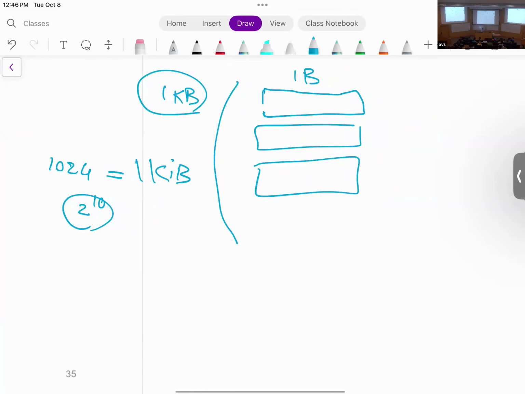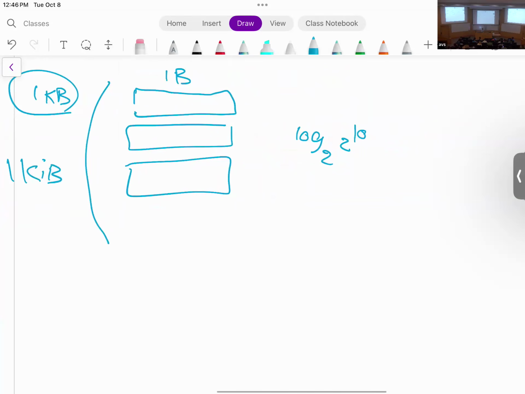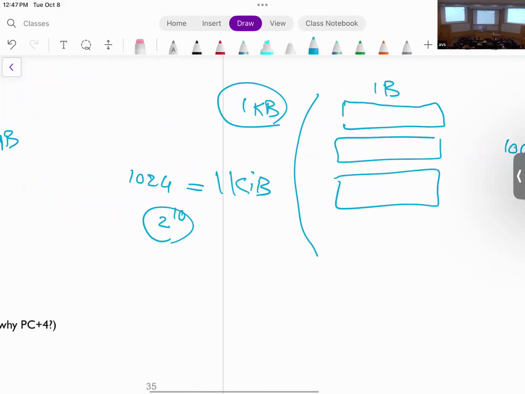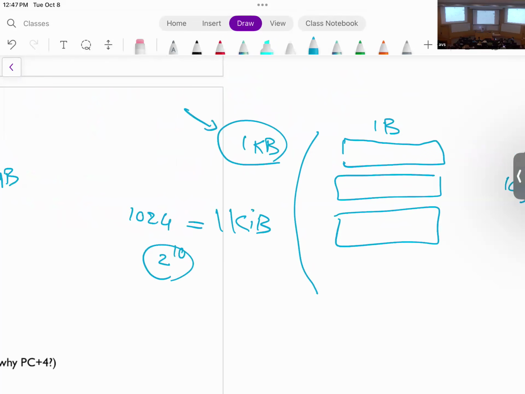How many bits do I need for that? I need log 2 of 2 to the power of 10. I need 10 bits to address this 1K byte memory. Does that make sense? So to repeat, if I have an instruction memory that has 1 kilobyte of data, how many bits for the addresses do I need?